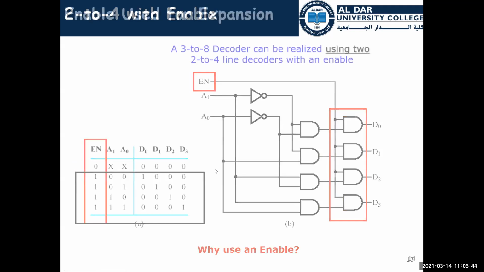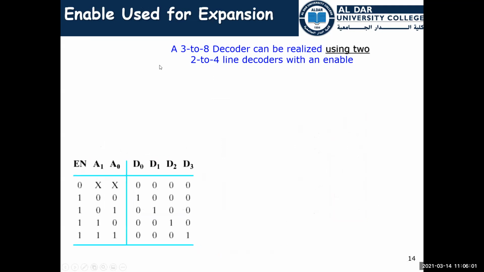Okay. How to implement a 3 to 8 decoder using two 2 by 4 decoders. This is a very important example. You concentrate on this, because this is a very good question.